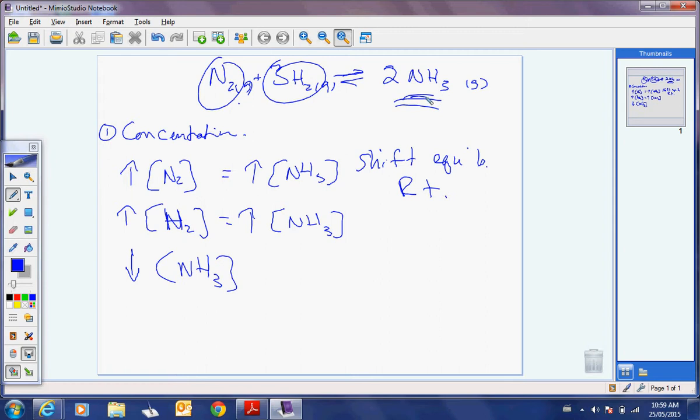So if you decrease the ammonia, i.e. remove it as soon as you've made it, you will make more ammonia. So you are still shifting the equilibrium to the right. Okay? So taking away ammonia gives you more ammonia.